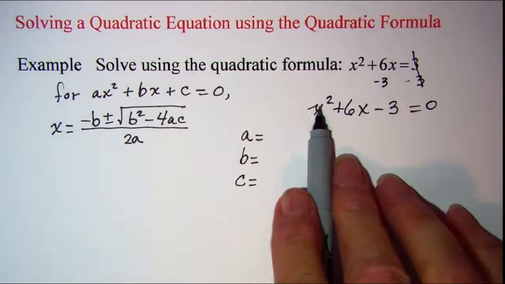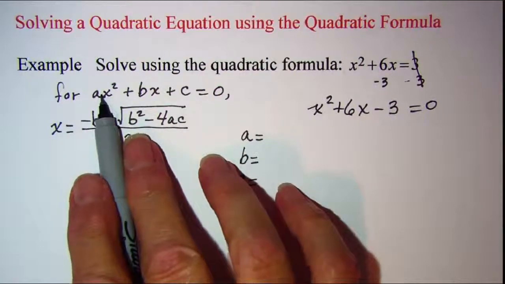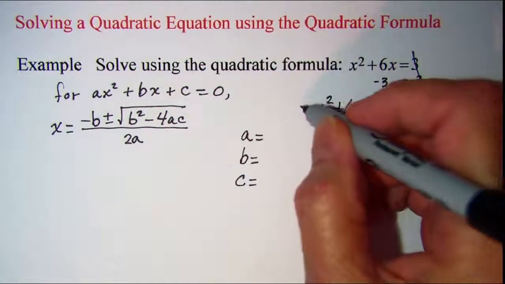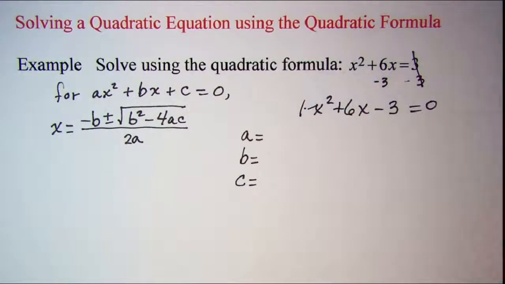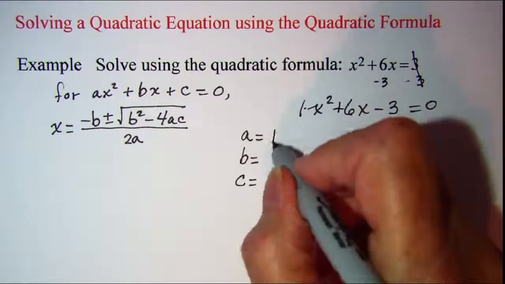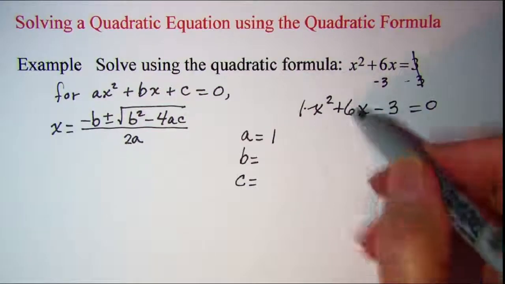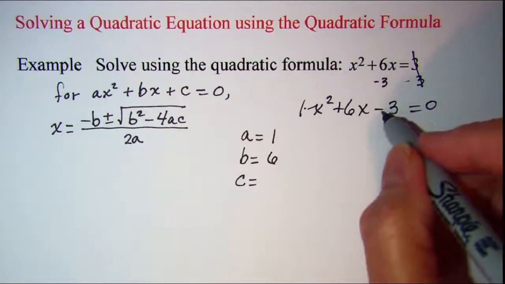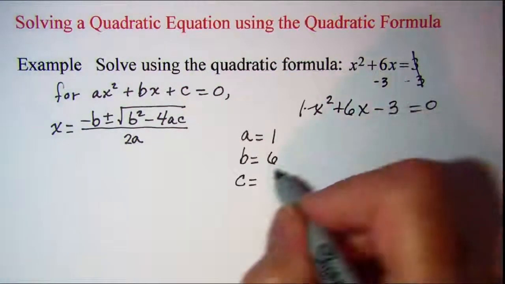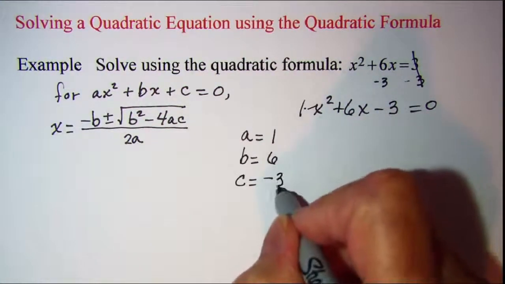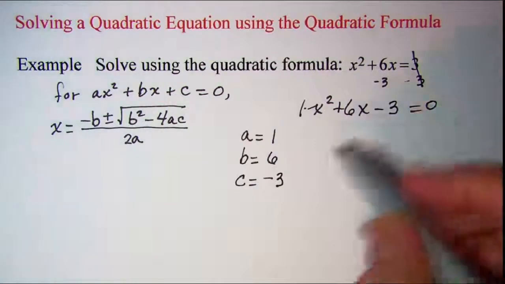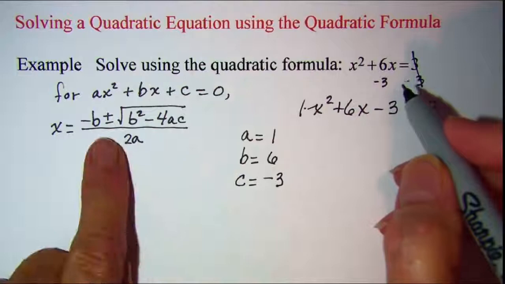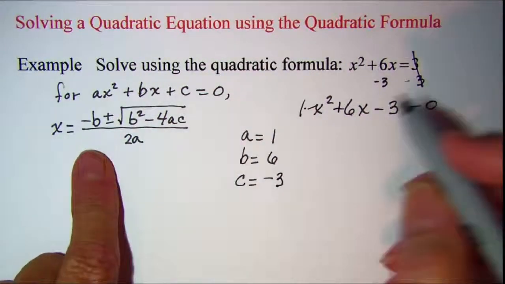So in this case, notice that a is your lead coefficient, and there's nothing visible, so my lead coefficient then is 1, so a is 1, b is 6, and c is negative 3. Be sure and take the sign with the number, so c is negative 3. Once you have the values for a, b, and c, then you can just substitute those into your formula.